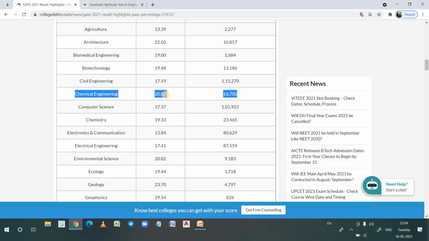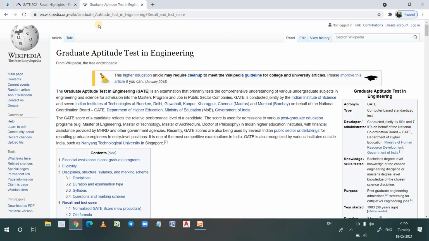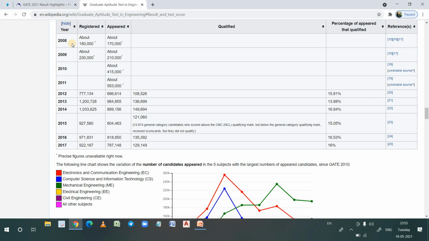Okay, so before preparing for GATE and before thinking about GATE, you should be well prepared mentally as well, that you are preparing for GATE, meaning you will have to take it seriously, right? And the second statistic, which I am taking from Wikipedia, is the data from 2008 to 2017, where in 2017 the registered students were 9 lakh, right? And the appeared students were 7 lakh. Okay, but the qualified students are 1,29,149, meaning only 16 percent is the qualified percentage.